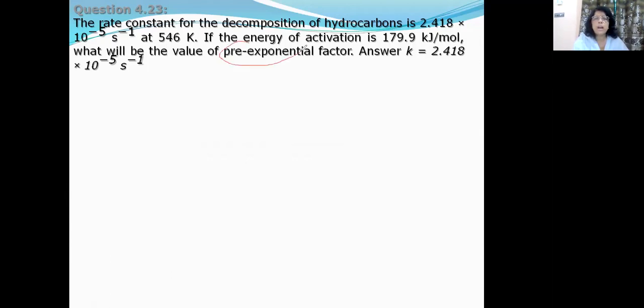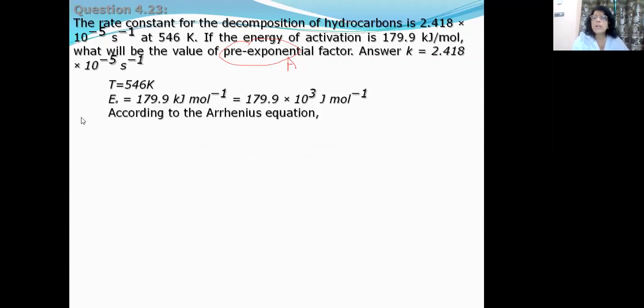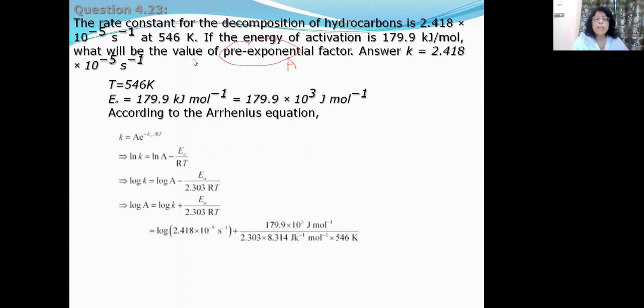Pre-exponential factor. I think we all are coming to the solution. What we have to calculate? We have to calculate the A over here. So children, the Arrhenius equation says that K is equal to A e to the power minus E over RT. If we take the natural log of it, it is ln K equals ln A minus E over RT.